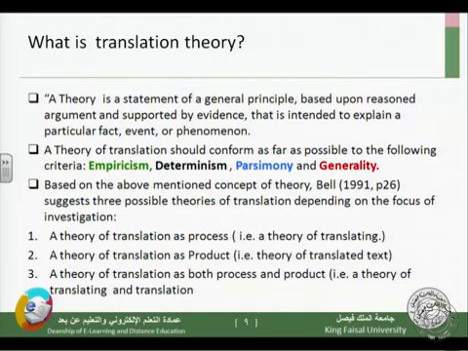Now, a theory of translation, like any other theory, should conform as far as possible to the following. A theory of translation should have the following criteria. Empiricism. It means you need to be able to use empirical tools to apply your theory. Determinism. It means you have to be able to predict. Parsimony. A theory of translation needs to be simple. Again, a theory of translation should be comprehensive.